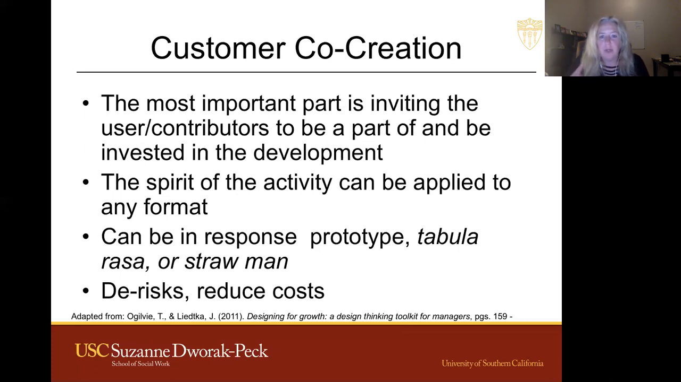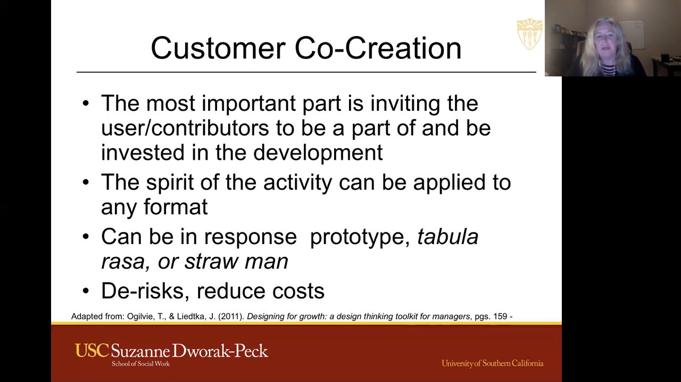Now, in my experience, you can also do a couple other approaches. One is what I would call a tabula rasa, which is a blank slate approach. So you can ask people to help you co-create, tell you what they need, scope, design from a blank slate. You don't have to necessarily have a response in the prototype, but it is important to know that if you have a prototype, you should absolutely get their feedback.